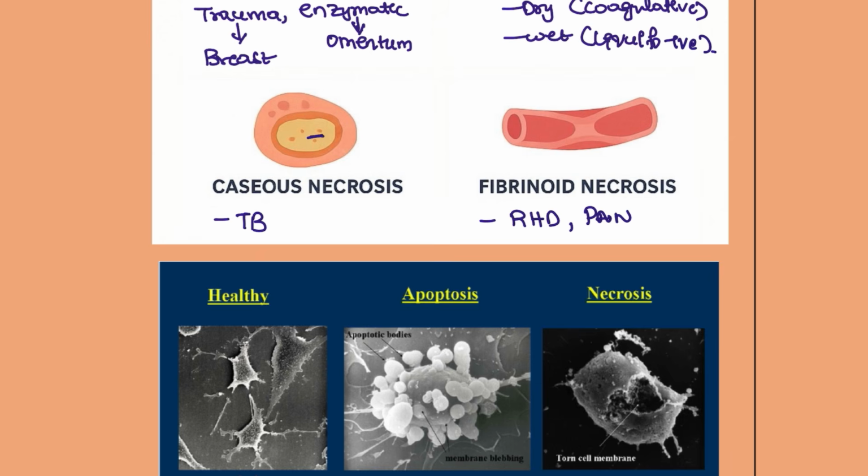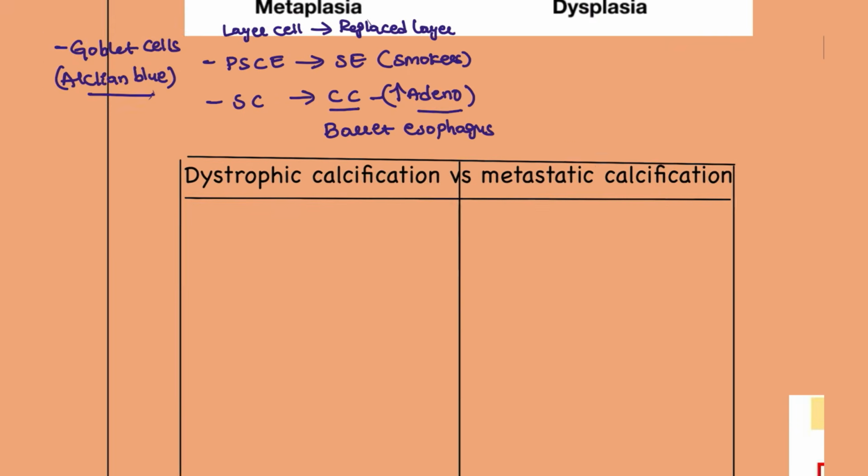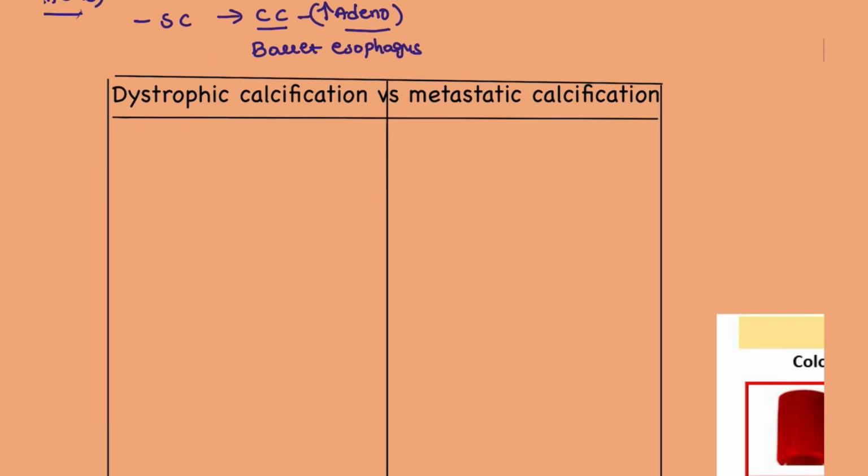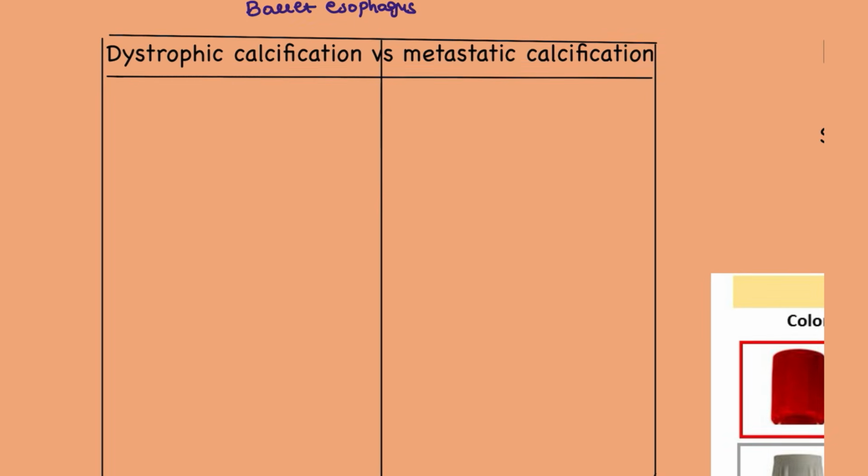Right. Next, moving on to dystrophic calcification and metastatic calcification. In dystrophic calcification, the calcium level is the most important thing to discuss. Calcium levels here are normal, and in the metastatic type, the calcium levels will be increased.